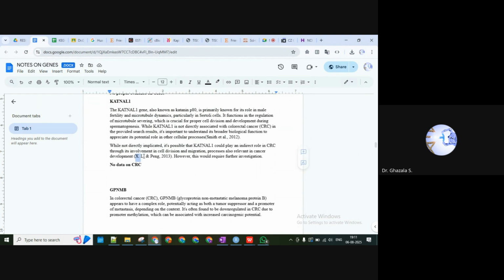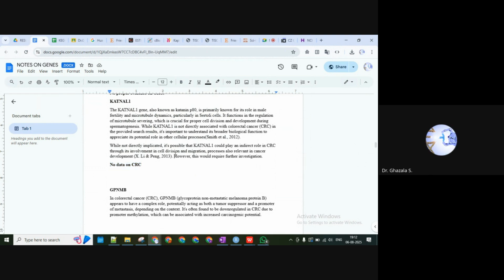That is one extra thing we should do if someone is saying there is no data: that's why references are there, right? So that we can refer to that particular paper and see how it was developed. Actually, that particular gene paper talks about a different set of gene expression. They just gave a line stating that KATNAL has an indirect role in colorectal cancer. That is how it is mentioned.